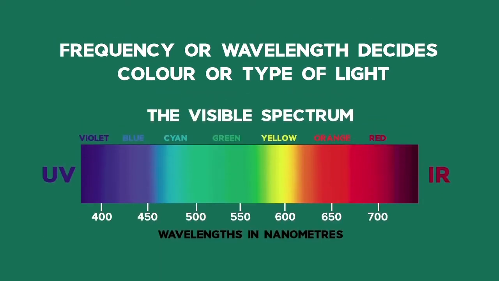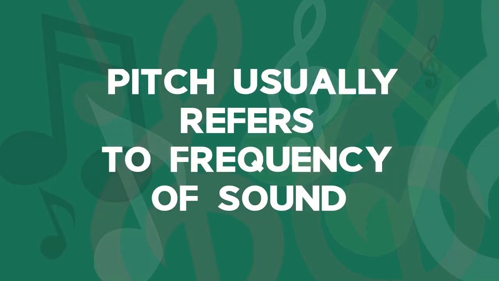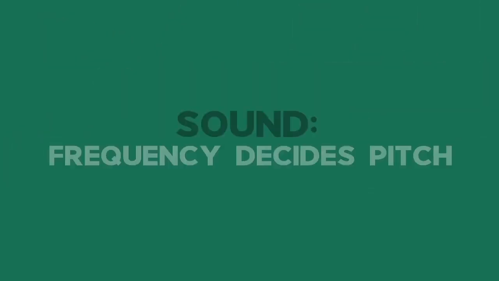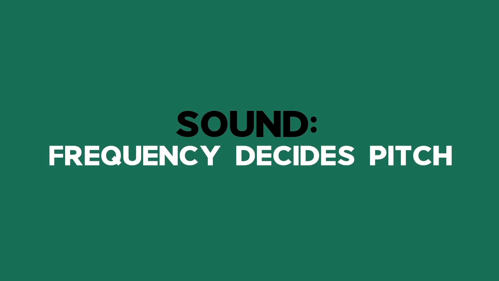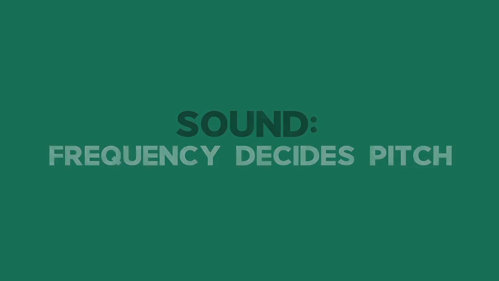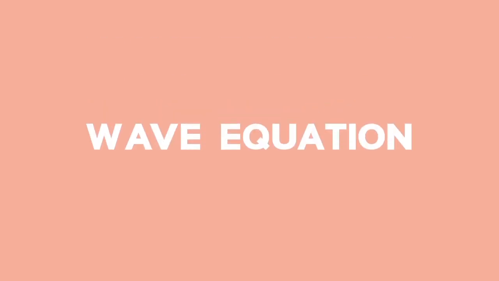The wavelength of light, for example, decides what color of light we look at. The wavelength of sound waves decides which pitch we hear. But you might remember that pitch usually refers to the frequency of sound and not wavelength. The two are linked. It's pretty important that we quickly revise the wave equation to understand the relationship.